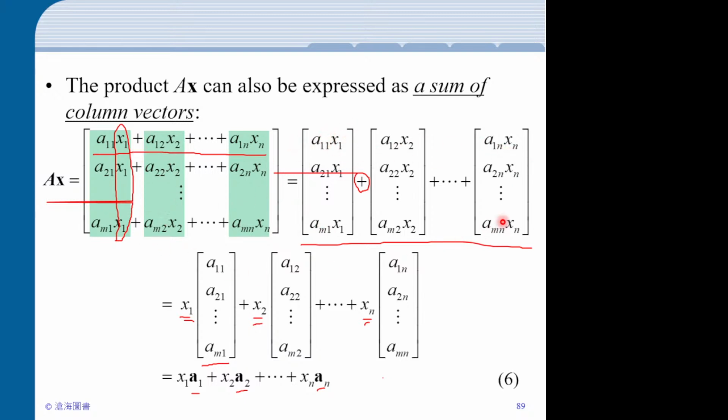And what are those column vectors? You see that the first column vector has x1 multiplying it, the next has x2 in it, and all the way to xn.